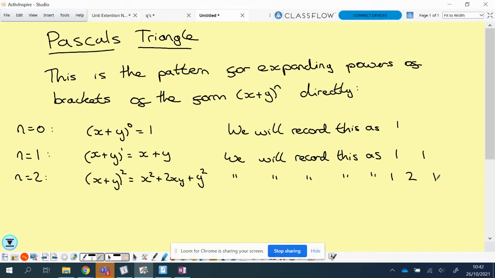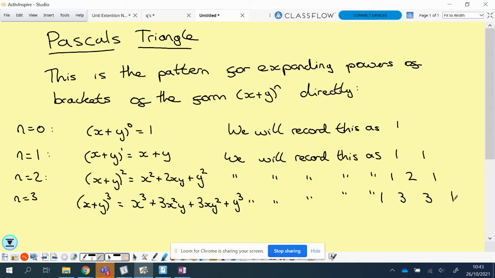And if we go for when n equals 3, I would have 3 brackets to multiply out, and once you multiplied all that out, you would get x cubed plus 3x squared y plus 3xy squared plus y cubed. Again, if we record that, the coefficients would be 1, 3, 3, and 1. So we're okay so far with what we're doing here.